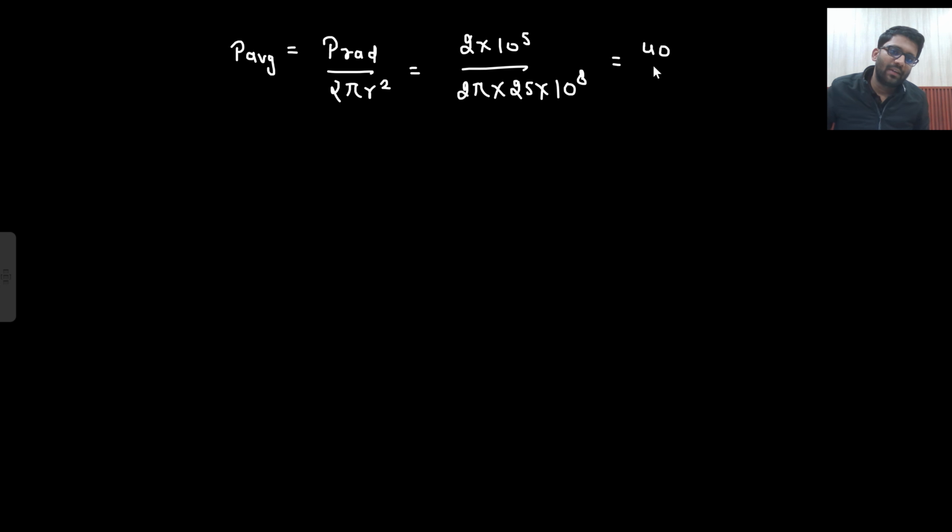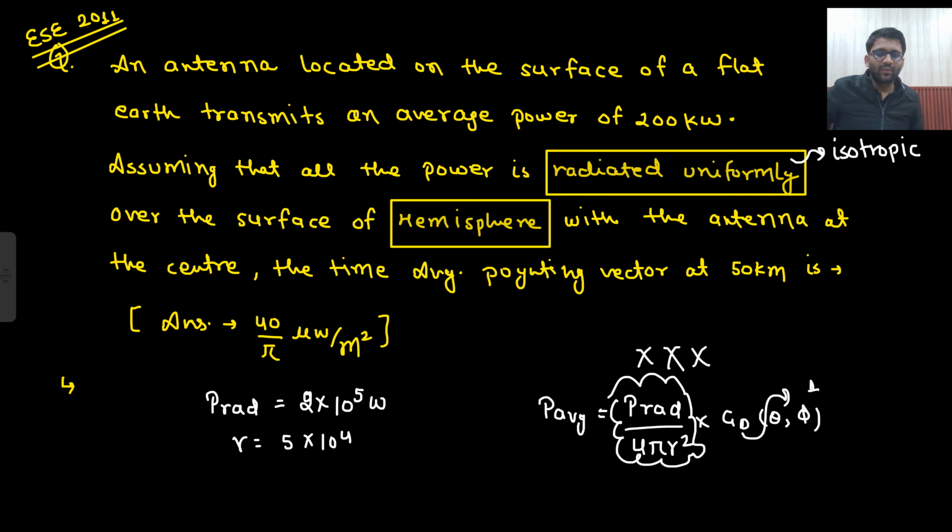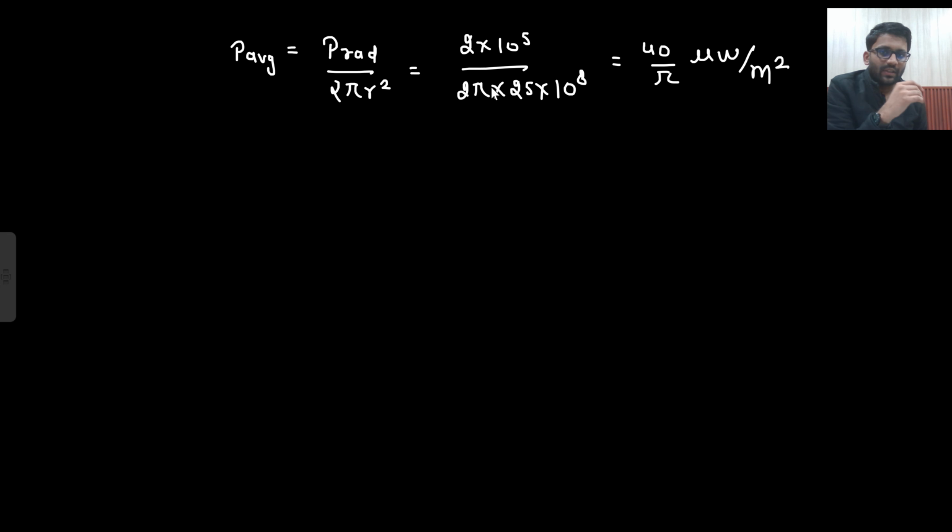So 40 by pi micro watt per meter square. Did you understand this calculation? 40 by pi micro watt per meter square. How did I do this calculation? So what I am getting is 10 to the power minus 3 divided by 25. This is what I am getting, in watt per meter square.